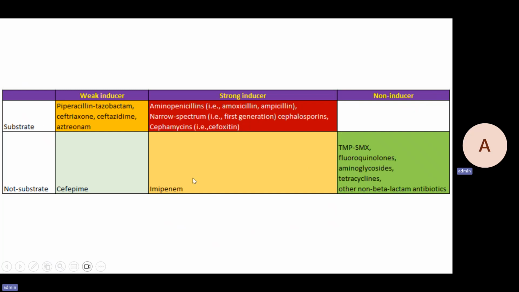On the other hand, if you treat that patient with imipenem, it is most likely going to induce AmpC production, but treatment will not fail because it is not a substrate. Imipenem can still kill the Citrobacter freundii. Cefepime is a weak inducer, and even if AmpC production starts, it will not be affected because it is not a substrate. Right? There are these antibiotics which are non-beta-lactam, non-inducer and not substrate.